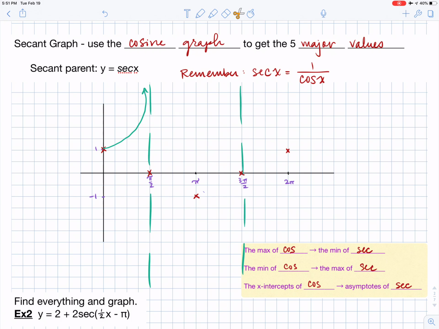And then here we have a minimum of cosine. It was at the bottom of the cosine. Now that's going to be at the top of my secant. And then lastly, this is another maximum or top of cosine. We want it to be the bottom of the secant. So then this is one full period of the secant graph.